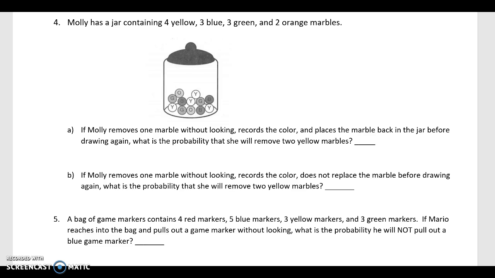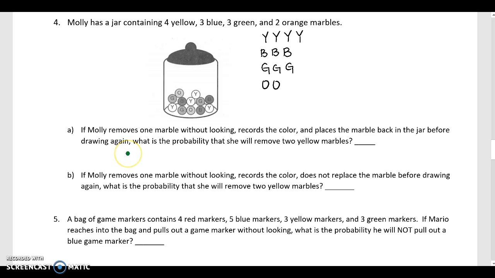All right, so just to make it a little bit easier to see, I'm going to go ahead and organize it over here. So she has 4 yellow: 1, 2, 3, 4. 3 blue: 1, 2, 3. 3 green: 1, 2, 3. And 2 orange: 1, 2.